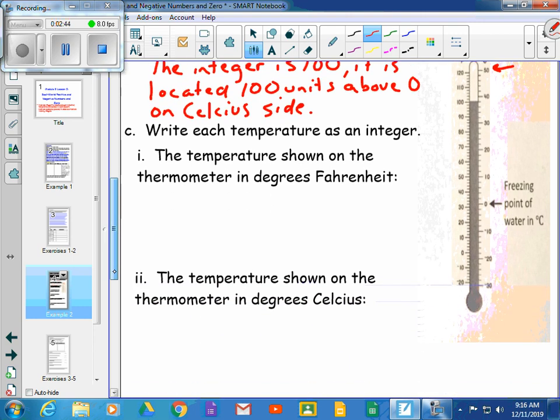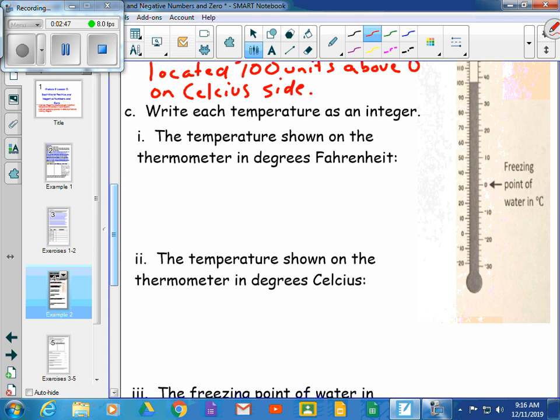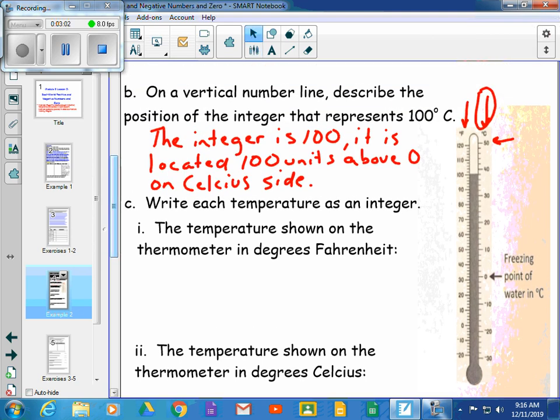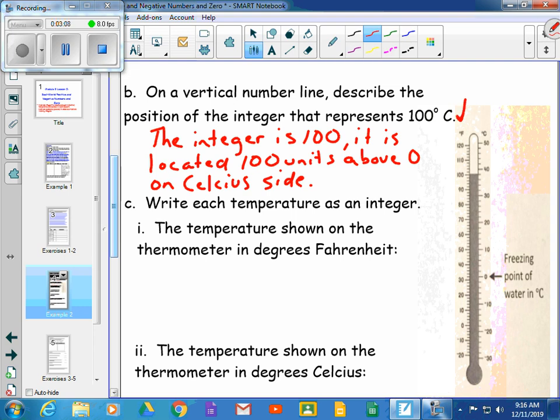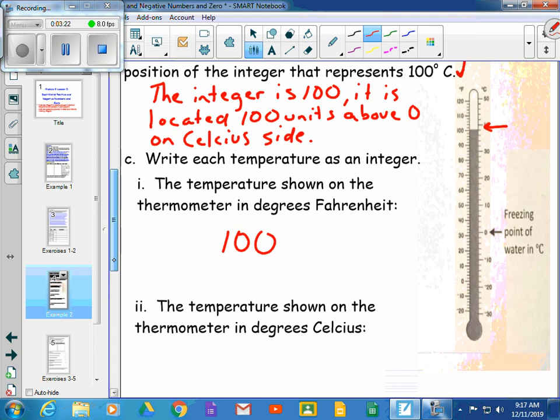Okay, now the next question says, write each temperature as an integer. And the first one, it says the temperature shown on the thermometer in degrees Fahrenheit. So we want to actually look on the left side this time of this thermometer. That's the Fahrenheit side. And we notice that it comes to that point right there. That's where we want to look at the top of where that's at. And it looks like, to me, it comes right across where 100 would match up. So the integer that would represent that would be 100. And it's going to be a positive integer since it's above zero.